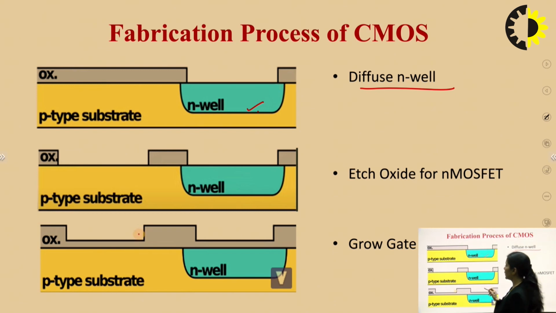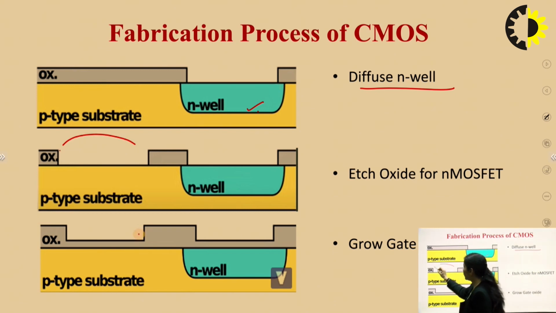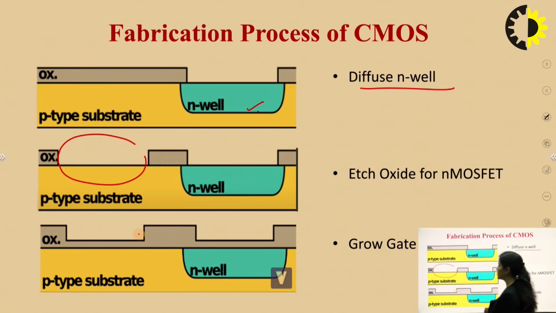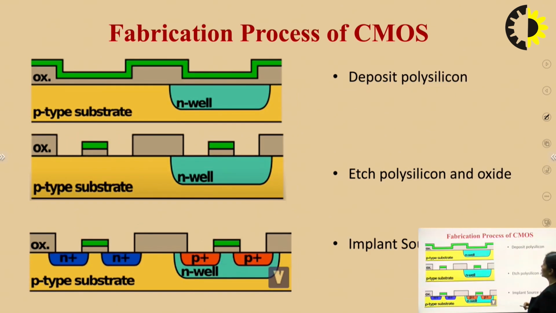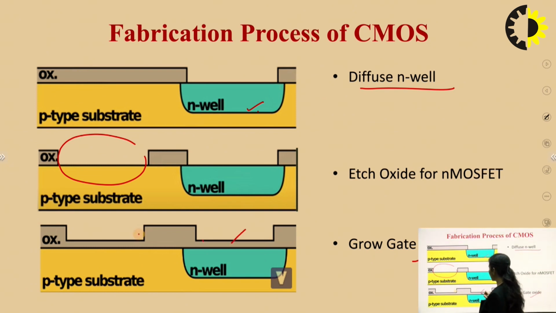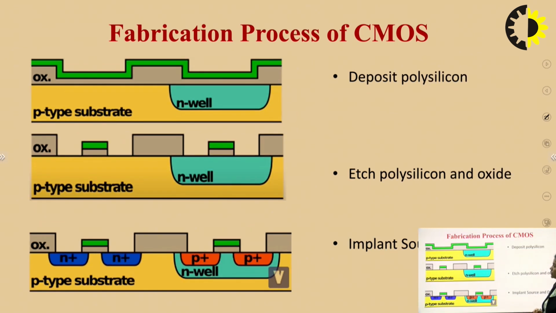Now again the patterning is done to create a window for making this P well, that is the NMOSFET. So now again after patterning, the deposition is done, and the gate oxide is grown. Now, after growing the gate oxide, this is the gate oxide. This oxidation has been done for creating the gate. After depositing the gate oxide, the polysilicon is deposited like this. This green colored layer is the polysilicon layer.